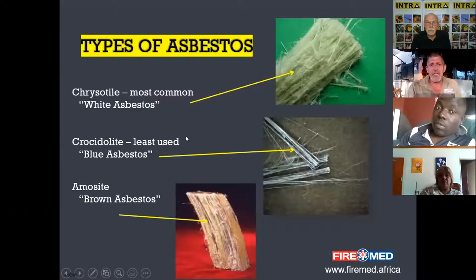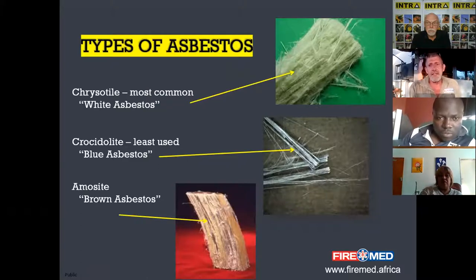So if we have a look at white asbestos, it is probably the least harmful in the sense that it is not very aerodynamic. If you look at it under a microscope, it looks like a pubic hair. That's the best description I can give. So it's not aerodynamic at all. It's very wavy and it doesn't travel easily through the air.